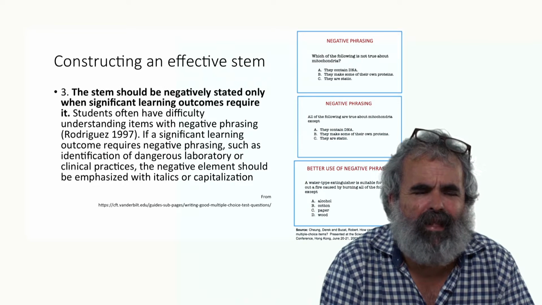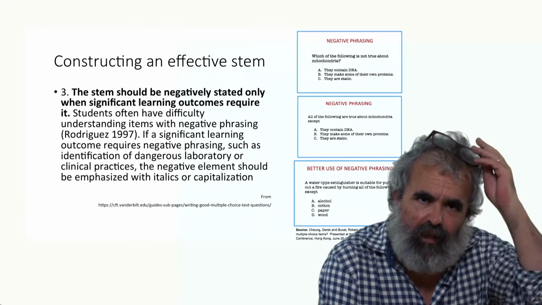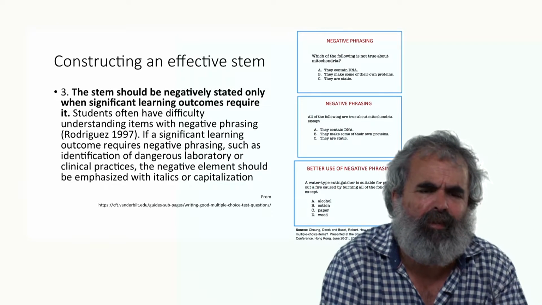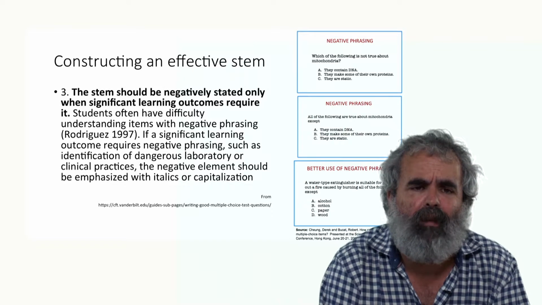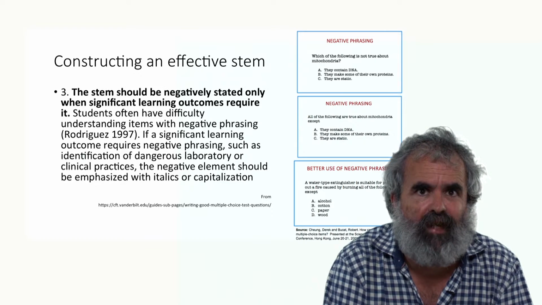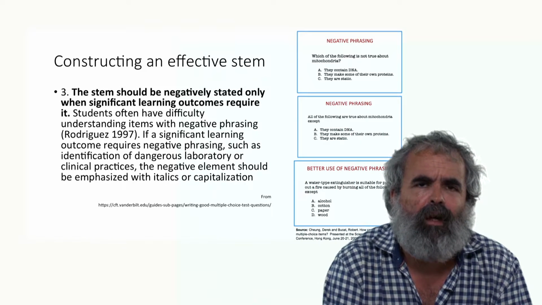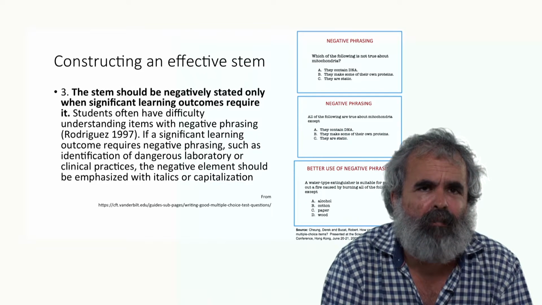The STEM should be negatively stated only when significant learning outcomes require it. What this means is avoid questions phrased negatively. It adds extra cognitive load to the student. You can do them positively if you can do that. However, there will be situations where you do need a negative question in the STEM. You could be dealing with a question about classroom safety: which one of these should you never do, or which one of these should you not do? That would be a correct use of it, but you should only use that when the question calls for it.